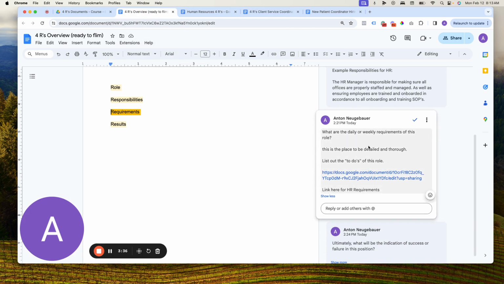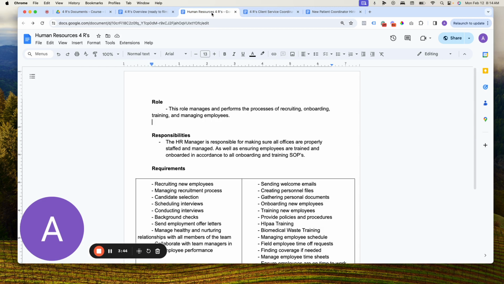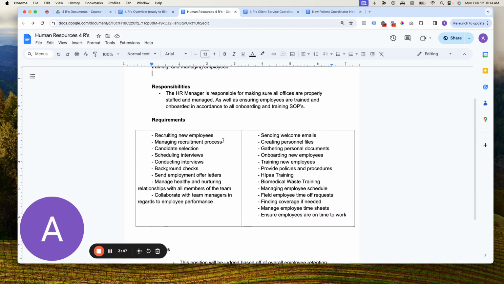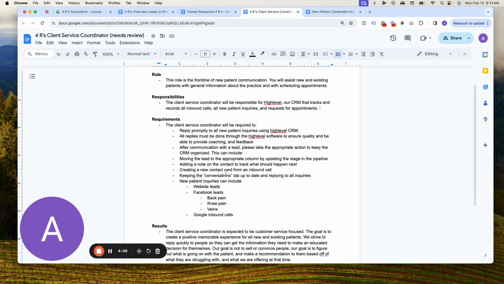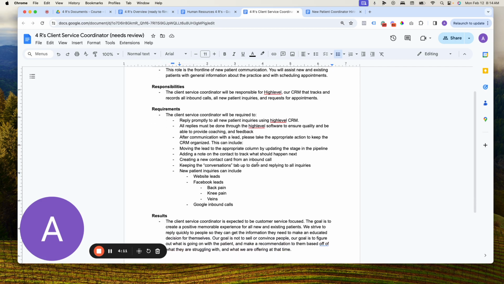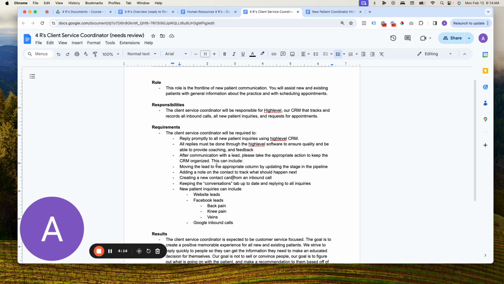Requirements. What are the daily or weekly requirements of this role? This is the spot to be detailed and thorough. List out all the to-dos of this role. You'll see on the HR one, we've got all these things: recruiting, managing, candidate selection, scheduling, conducting. Be detailed. This is the step-by-step stuff that they're going to have to do. Biomedical waste training, all kinds of stuff here. Requirements for front desk: reply promptly, do the replies through High Level, after communication do the actions, follow up, keep stuff organized. This is the detailed stuff. This is where you're going to get into the nitty gritty. This is the stuff that you have to do in this role.